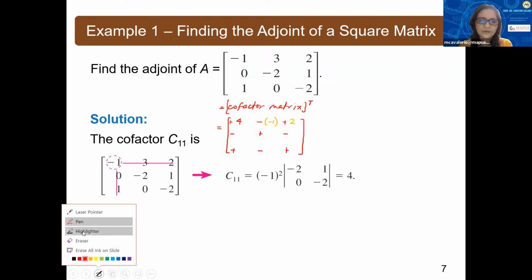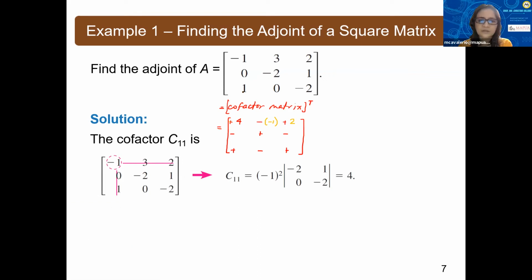And then what will be the minor 21? We delete the second row, first column. We will have 3 times negative 2 is negative 6. Negative 6 minus 0 is negative 6. And then the minor 22. We eliminate second row, second column. You will have negative 1 times negative 2, that would be positive 2, minus 1 times 2 is negative 2. So we'll have 2 minus 2, that will be 0.